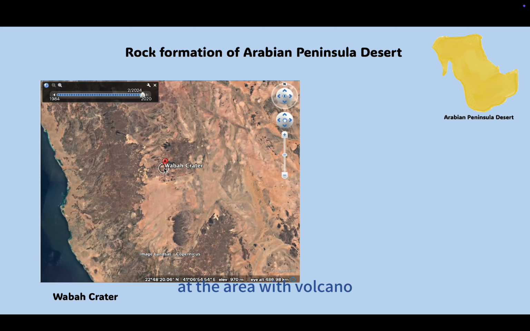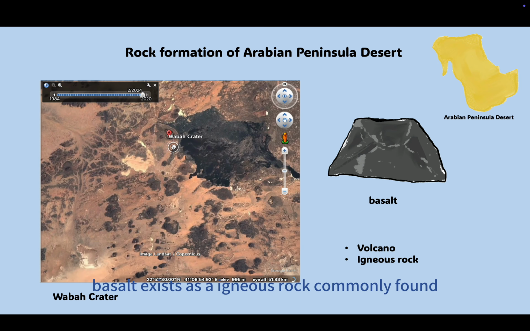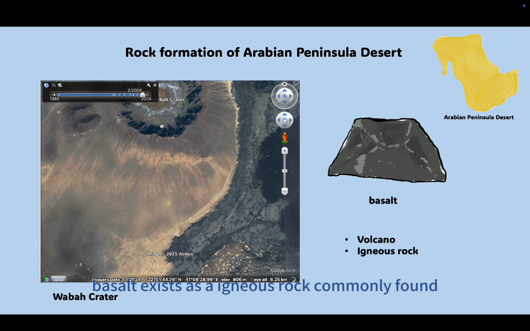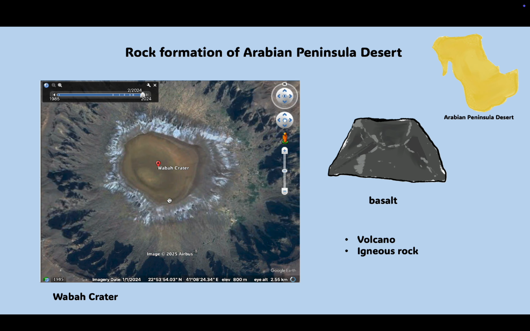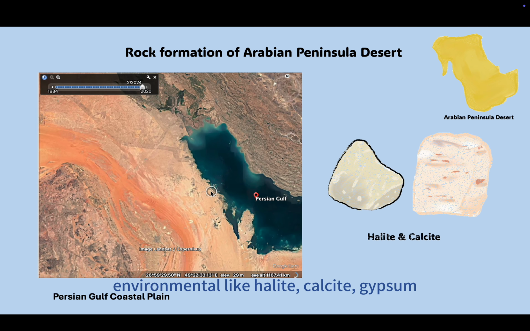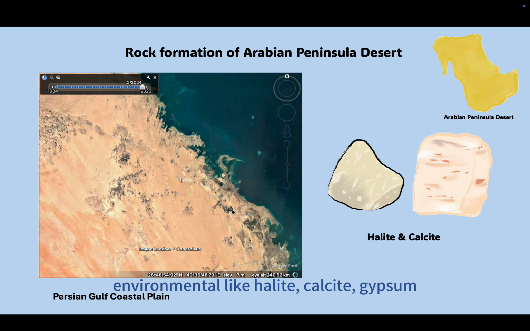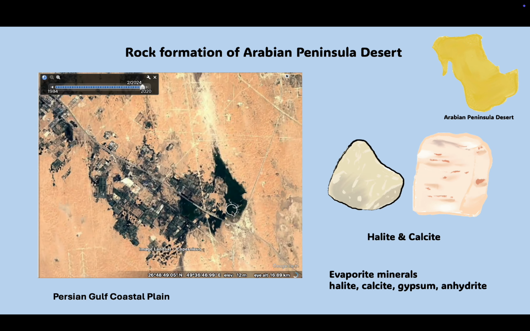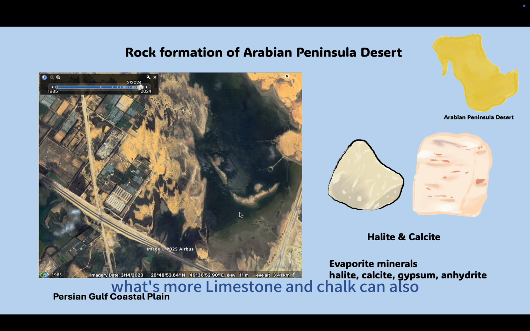In areas with volcanoes, basalt exists as an igneous rock commonly found in volcanic deserts. Because of the variety of the desert climate, minerals like halite, calcite, and gypsum also have the opportunity to exist. What's more, limestone and chalk can also be found because of the existence of ancient marine environments.